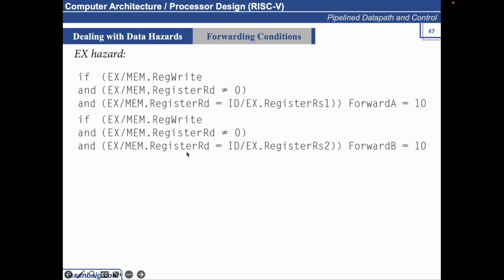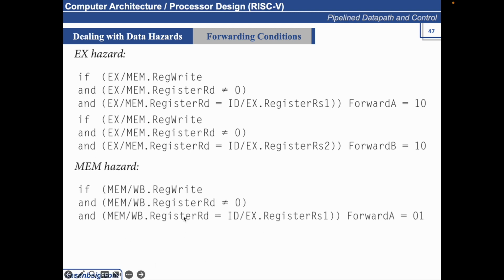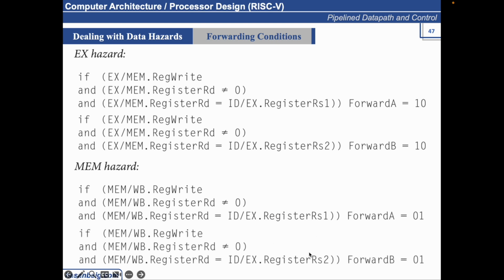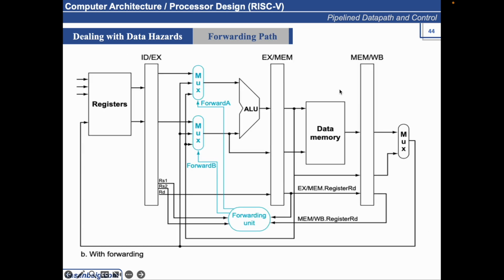Similarly, if the instruction is in the mem write back phase, we follow the same thing. We check whether the instruction is writing into the register, and that RD is not equivalent to x0, and then that the RD sitting in the mem write back pipeline register is equivalent to either RS1 or RS2. In that case, we have to forward the data from the mem write back register.